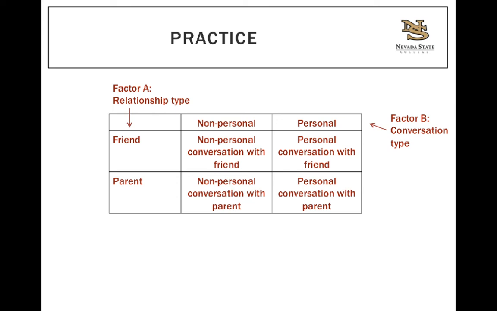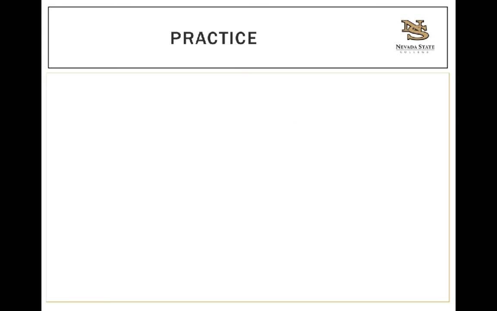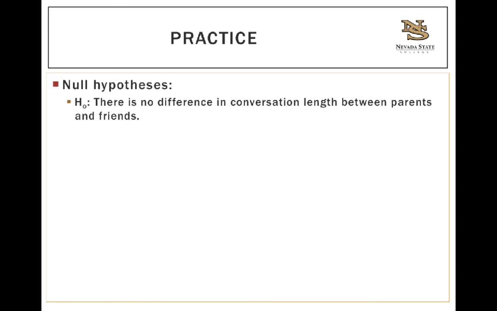So now we have to set our null hypotheses and then look at the data and see if we can reject any of them. So again, we're going to have 3 null hypotheses, 2 for main effects, 1 for interaction. So factor A, factor B, interaction. So in this case, our factor A was relationship type. So we'll start with that one. So there's no difference in conversation length between parents and friends. So it doesn't matter who you're talking to, if it's a parent or a friend, the conversation length will be the same. So that's our null hypothesis. And if we get a difference, then we can reject that null.